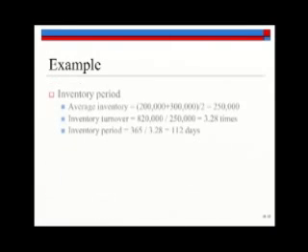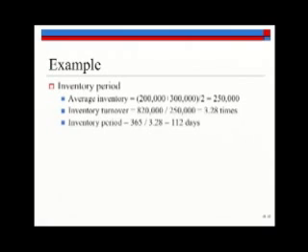So let's do that. First, the inventory period. We take the average inventory, 200,000 at the beginning plus 300,000 at the end divided by 2. So on average we had $250,000 of inventory. We divide the average inventory into the cost of goods sold to give us an inventory turnover number. The inventory turns over 3.28 times during the year. And using a 365-day period, that works out to an average of 112 days of inventory outstanding. So the days of inventory outstanding, 112 days.